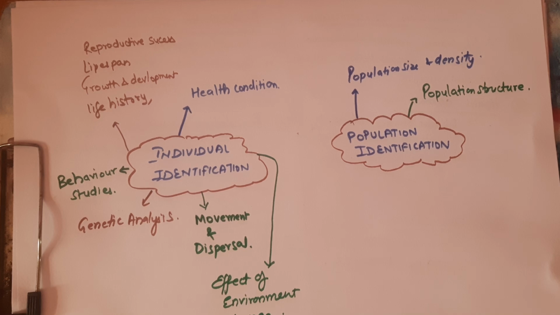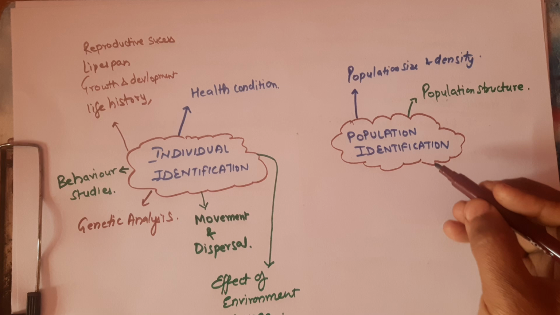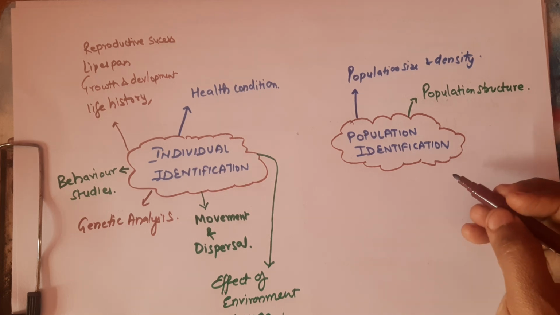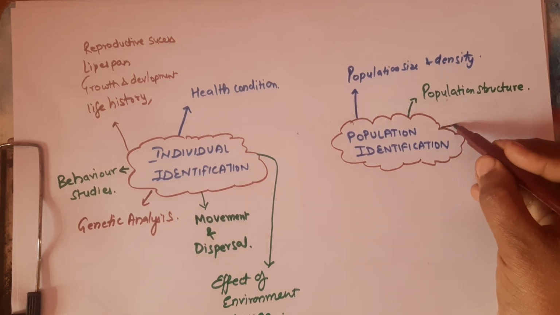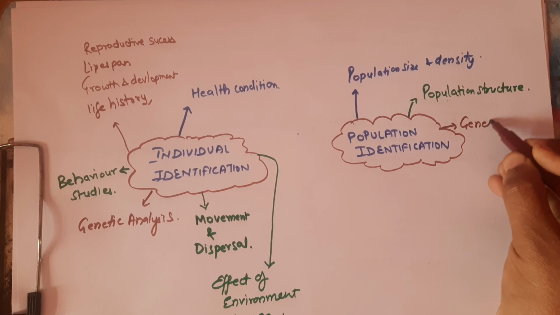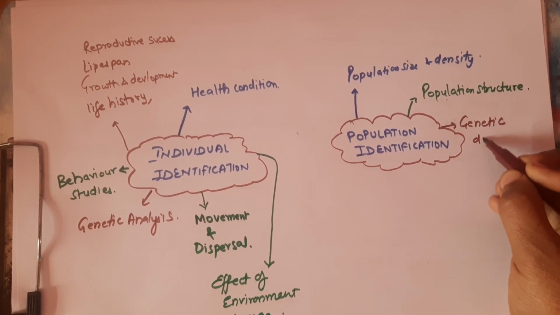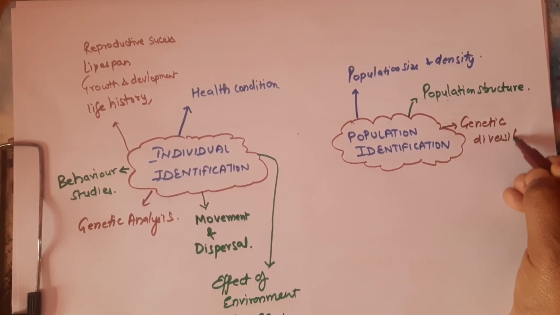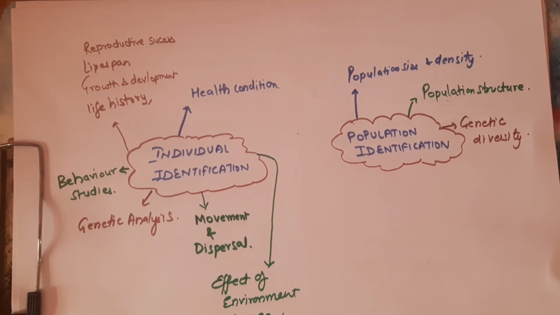The third thing which we learn from the population identification or population study is the information about the genetic diversity. Identifying the distinct populations will allow researchers to assess the genetic diversity within and among them. This information is very crucial because it helps us to understand the population adaptation.